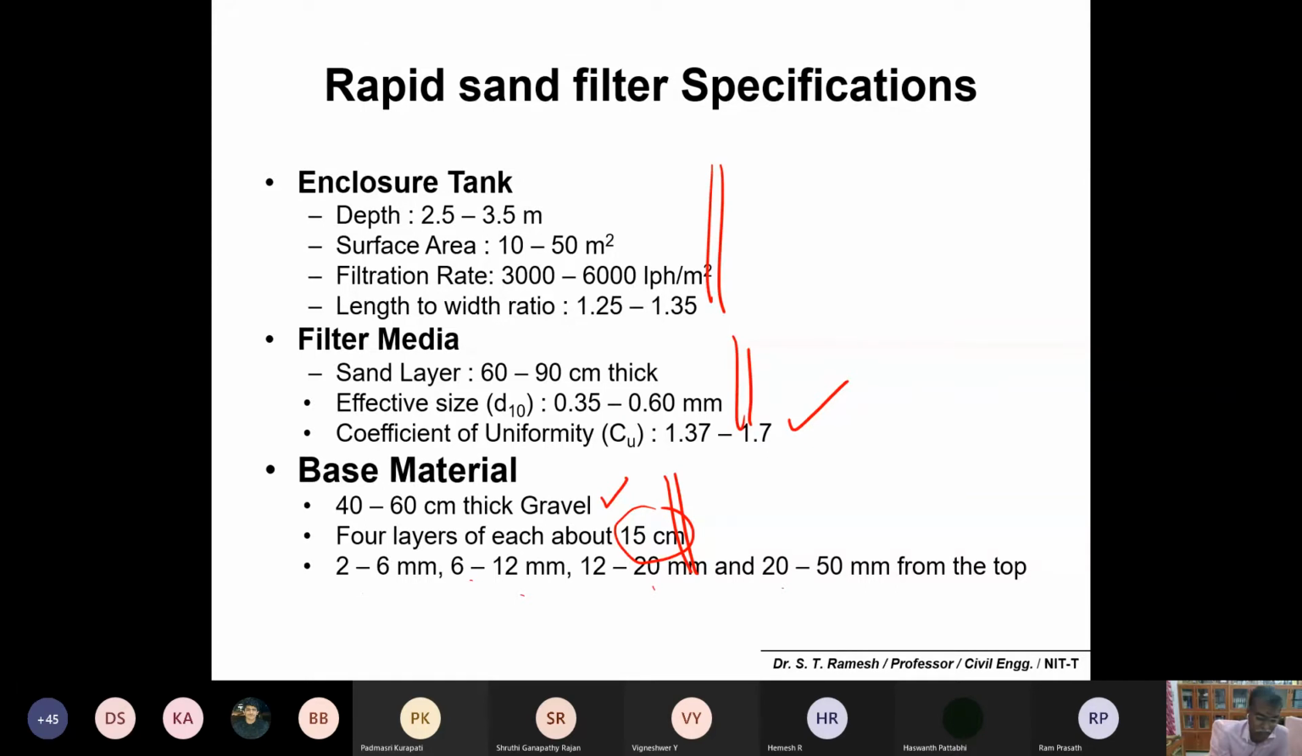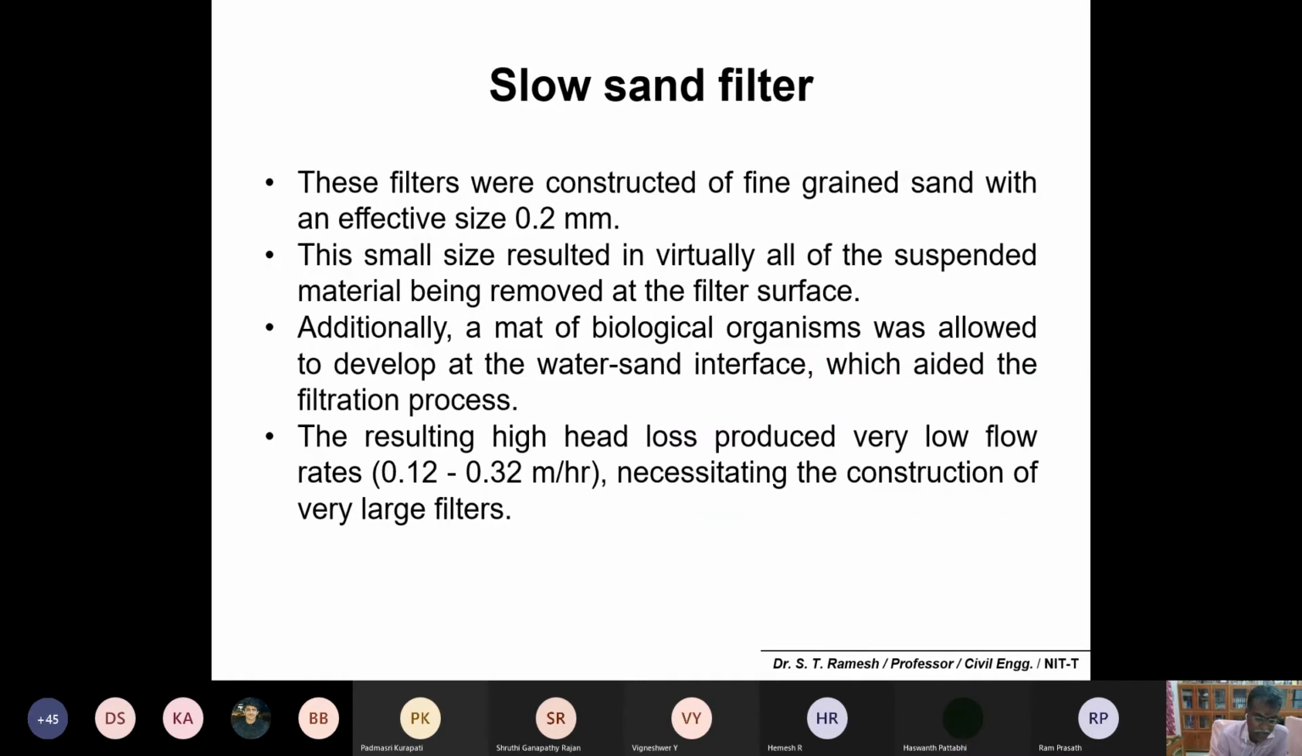Okay, and some of the specifications with respect to the slow sand filter: effective size is 0.2 mm, and your filtration rate, the resulting head loss, produces a very low flow rate in the range of 0.12 to 0.32 meter per hour, necessitating the construction of very large filters. So please make a note of at least some of these.